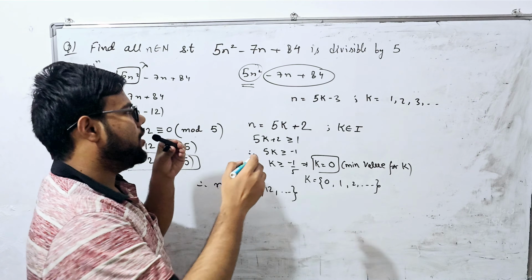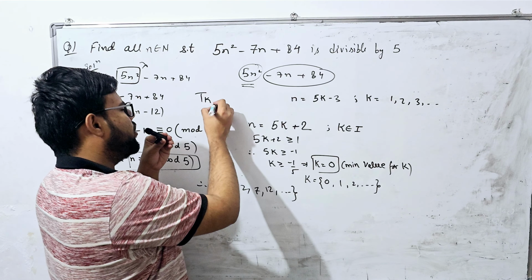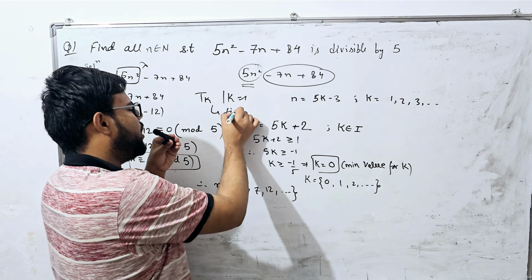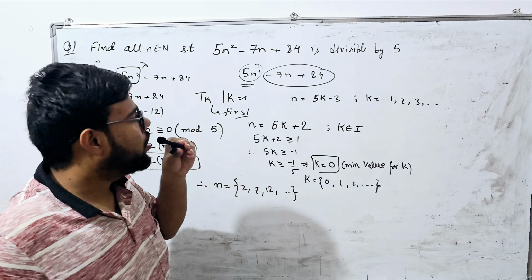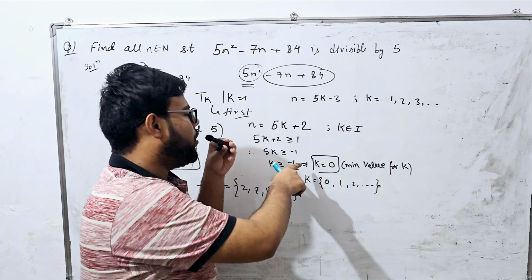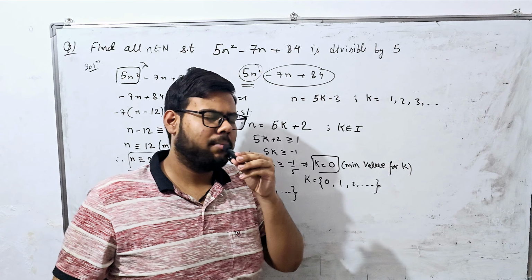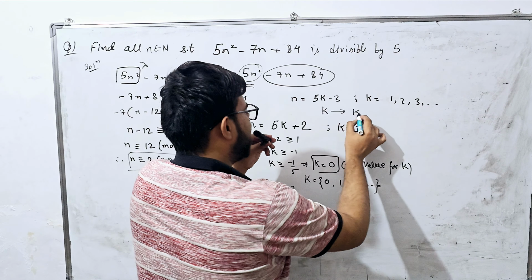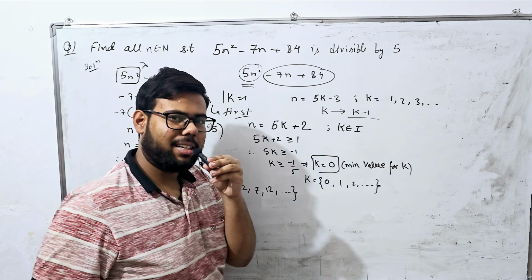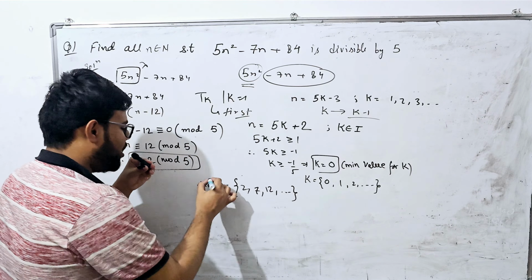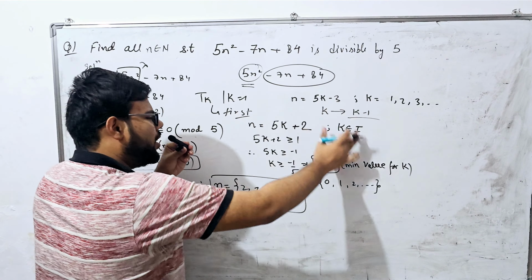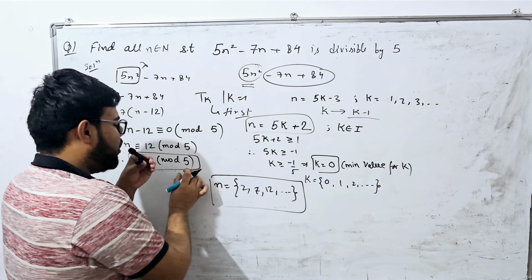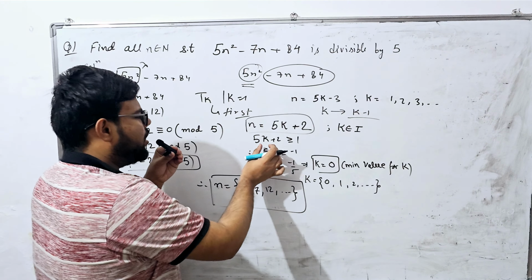Why? Because we want T of k at k = 1 to give the first term. That is why we changed it from 5k + 2 to 5k − 3. Basically, we changed k to k − 1. Understood? So this is how you got this expression. If you are not understanding this, don't worry about it. Take this as your general expression and then just solve it.